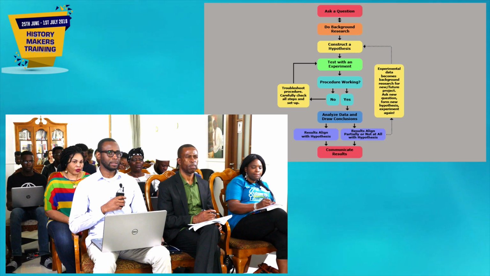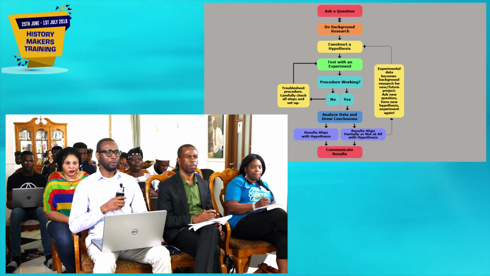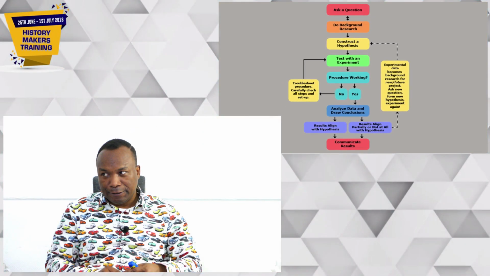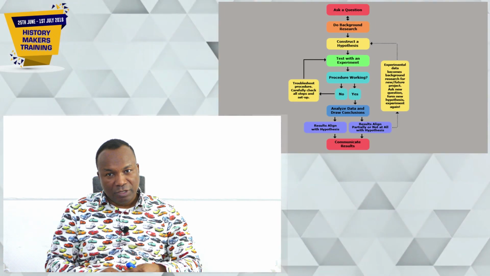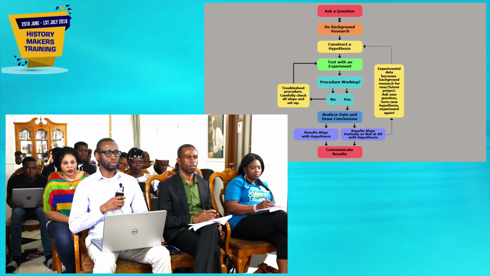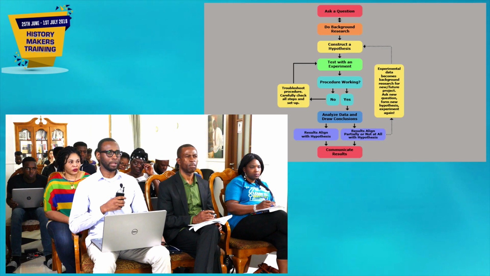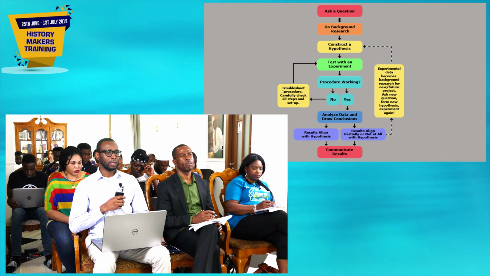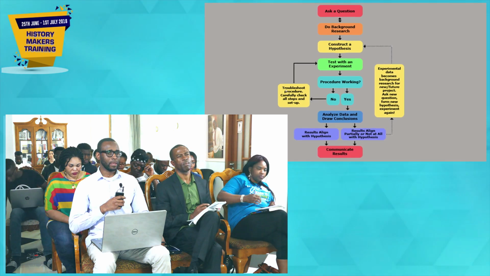Number six. Are they working, yes or no? If procedure is working is yes, then analyze data and conclusion. If it's not working, it's no, then troubleshoot procedure, carefully check all steps and set up. Then communicate result. Then number seven, communicate results.